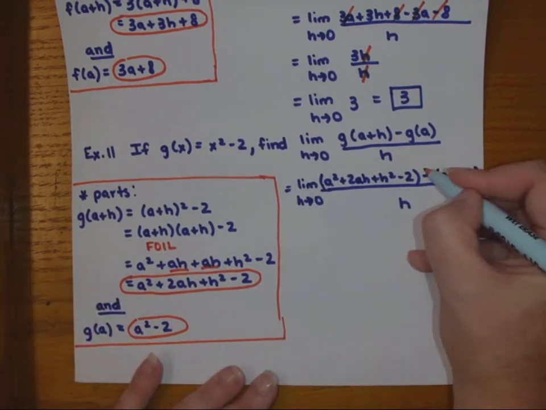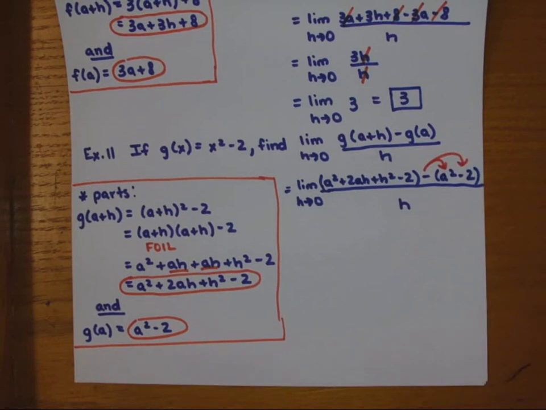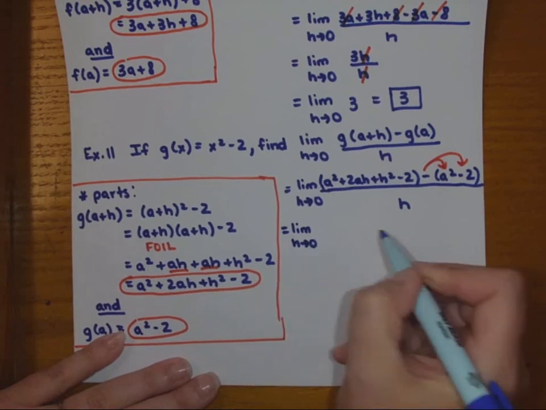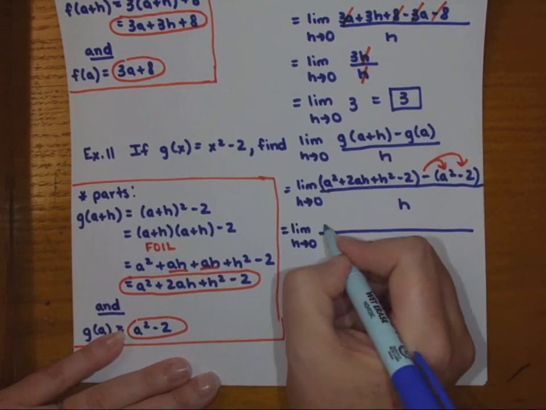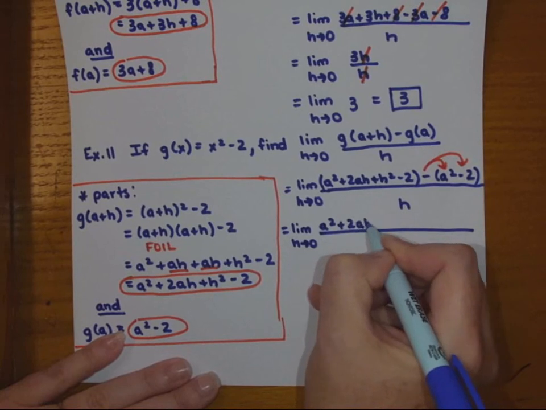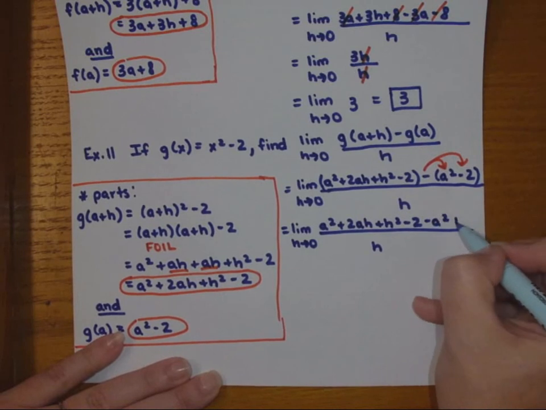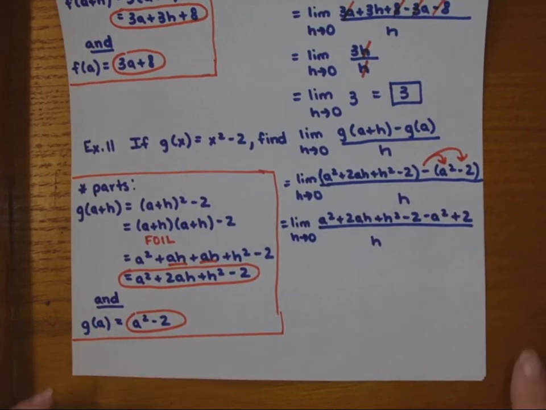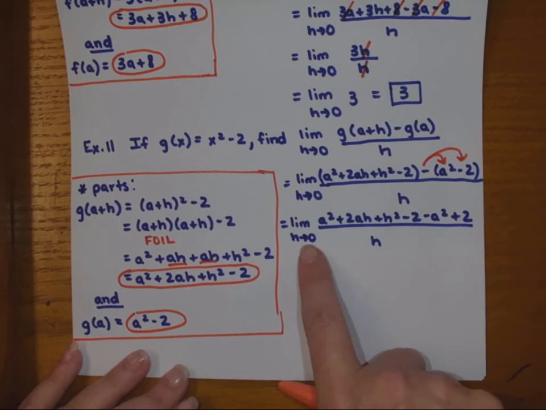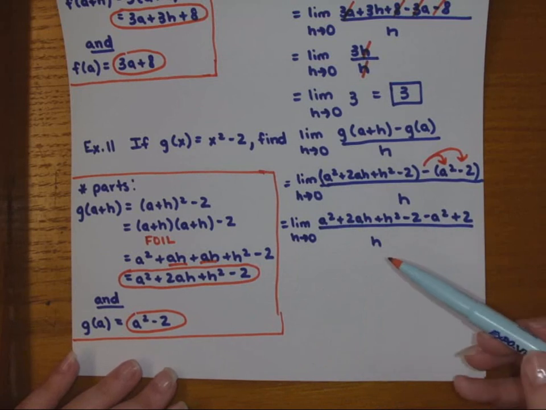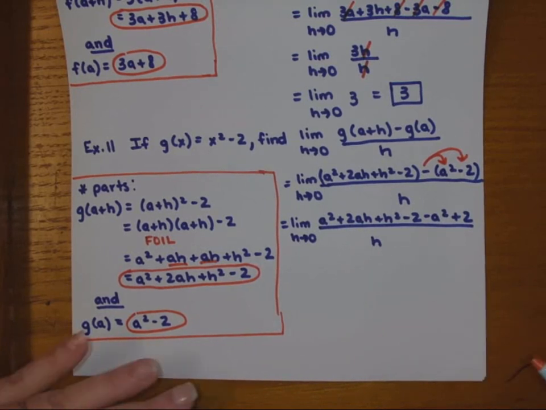And so just like in the last problem, the minus sign is going to distribute to both things, which means the signs are going to change. But in the first part, notice we just rewrite that. So it's going to be a squared plus 2ah plus h squared minus 2, and then minus a squared plus 2. Notice I changed the sign here and here. Okay, just a little side note before we do some cancellations. Remember, if you plugged in 0 at this stage, you would get something that was undefined. You're not allowed to do that yet. Okay, our goal is essentially to get rid of this h on the bottom, but to do it correctly.